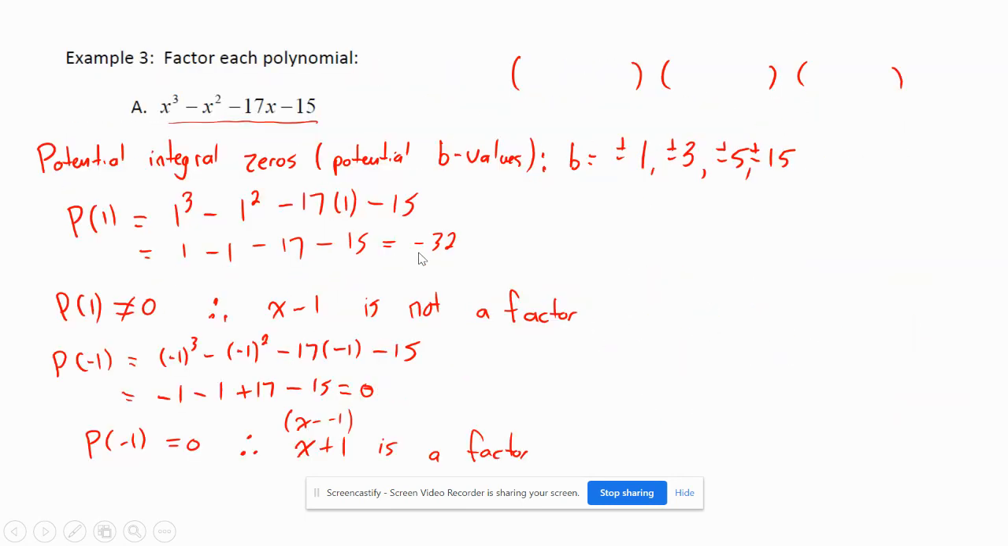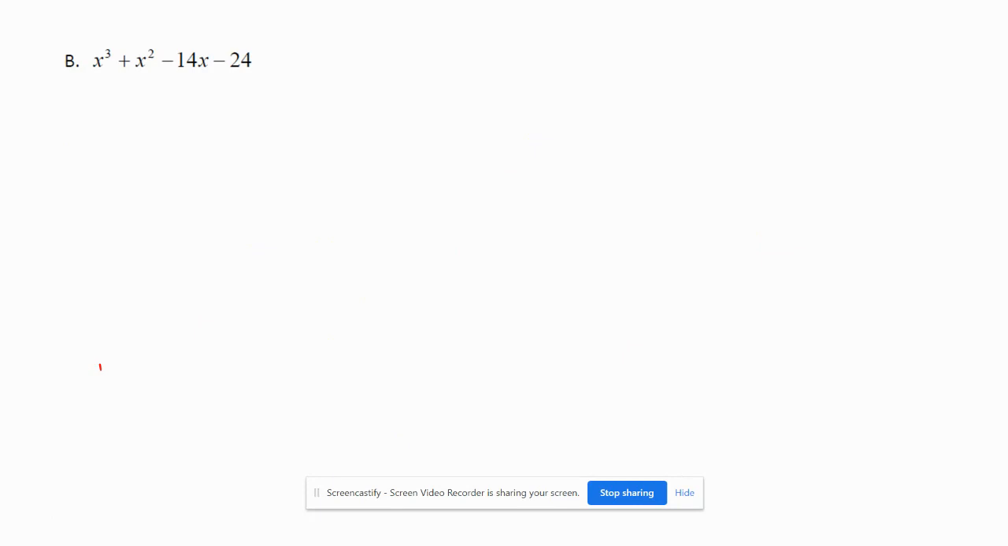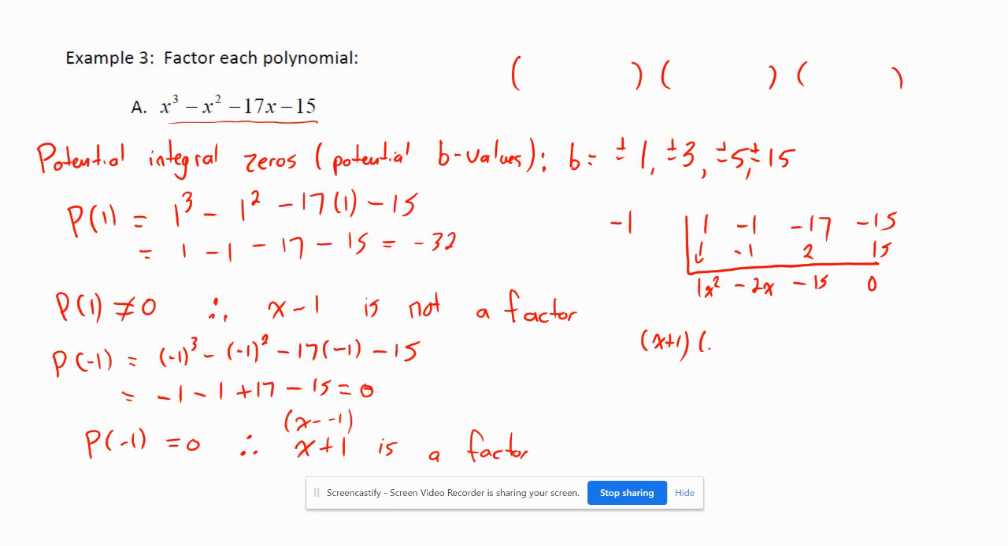So what I'm going to do here is divide my polynomial by x plus 1 to give me the other factor. I have synthetic division to help me out with that. If I know my b value is 1, I'm going to place in my coefficients here and follow my synthetic division rules. What this tells us is x squared minus 2x minus 15. So far I have x plus 1, the factor that we determined, and now my other factor is x squared minus 2x minus 15.